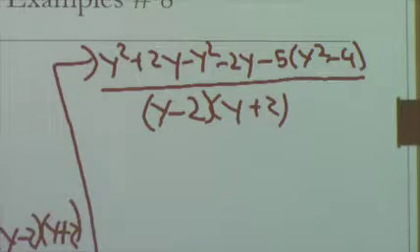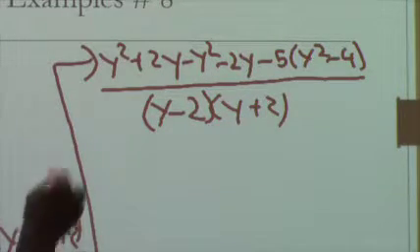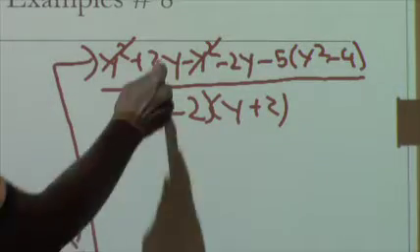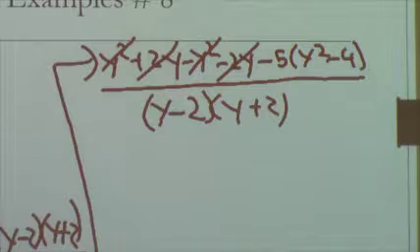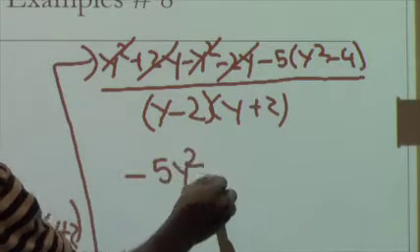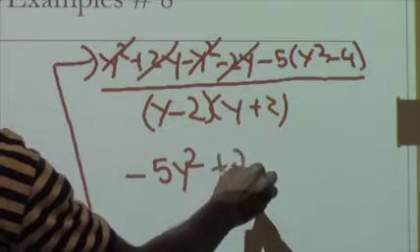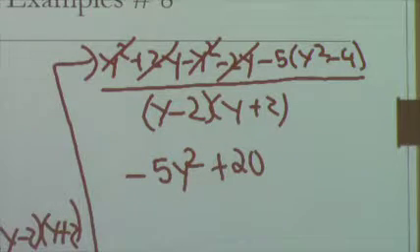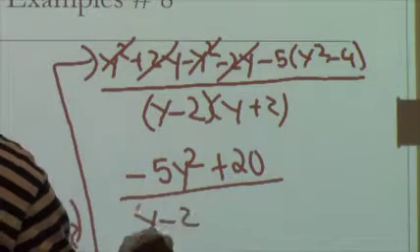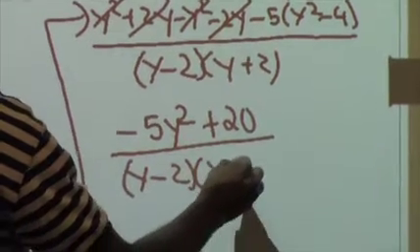Let's see if we can cancel terms over there first before I even do the end. Y squared minus y squared will be 0. 2y minus 2y will be 0. So on top I have negative 5y squared plus 20 over y minus 2 times y plus 2.